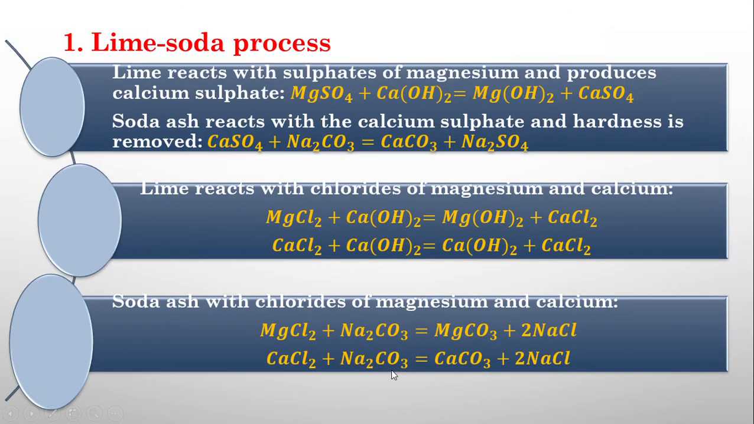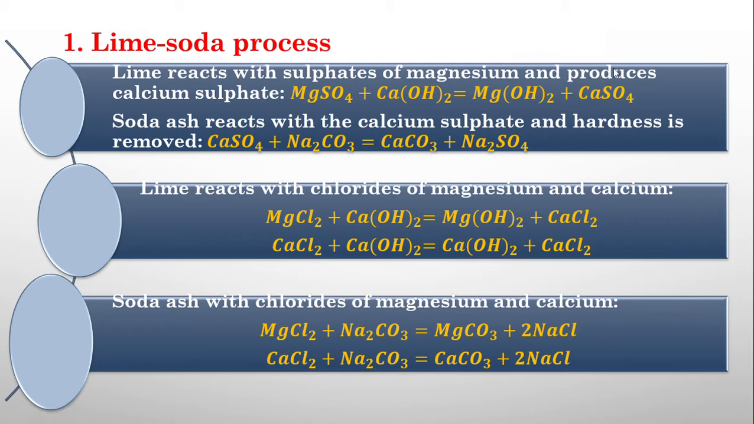And how can we remove the permanent hardness by means of this process? We'll see that. Permanent hardness is caused by the sulfates as well as chlorides of magnesium and calcium. So first we will see the reaction of sulfates of magnesium and calcium with lime and soda ash. The magnesium sulfate in water reacts with the lime to form magnesium hydroxide, and calcium sulfate. This calcium sulfate is insoluble in water.